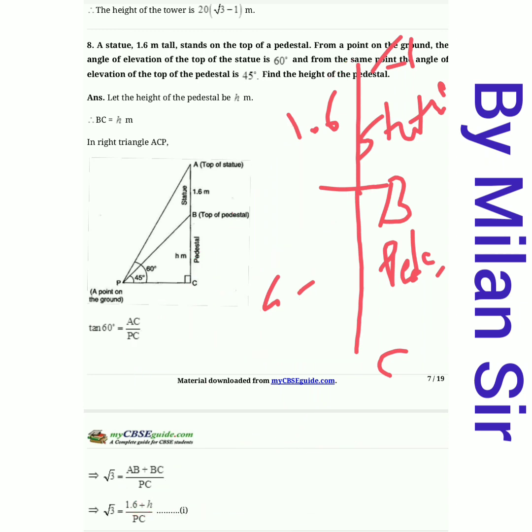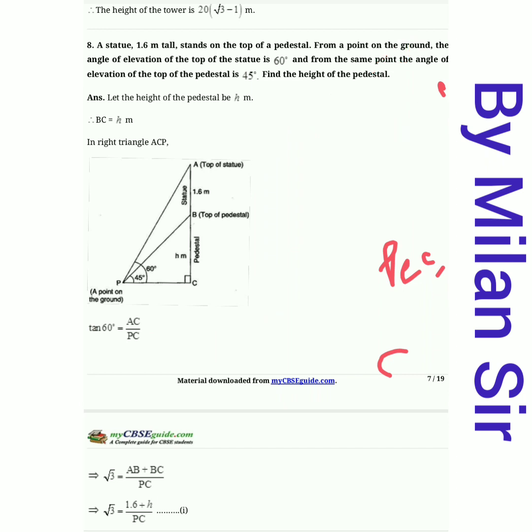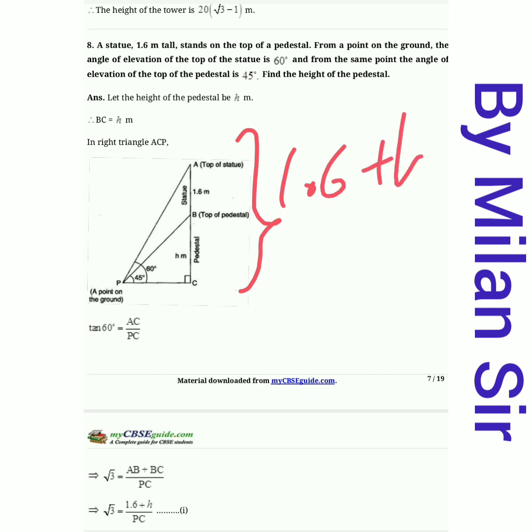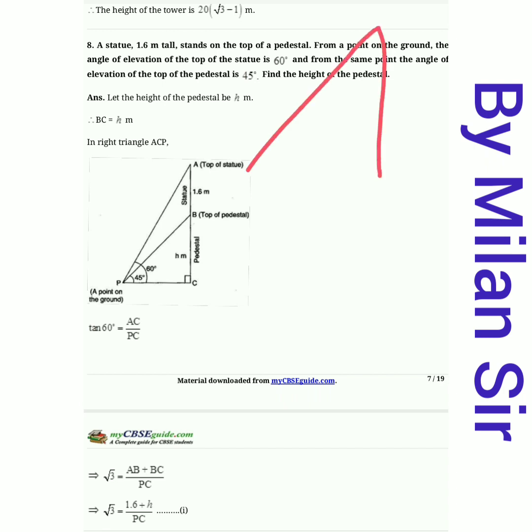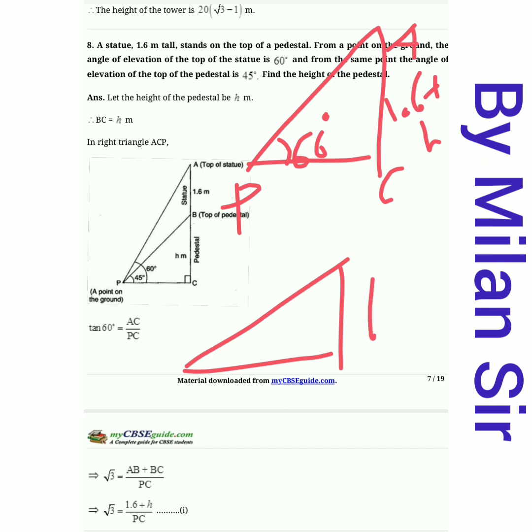So here the figure is already given, that's why I rub this. Now again, two right angle triangles are there. First of all, this is 1.6 and this is H. So the total height of AC is 1.6 plus H, right? Now two triangles we have, that is PAC. Now AC is equal to 1.6 plus H. Here angle 60 degrees. Second triangle, here H, here 45 degrees.